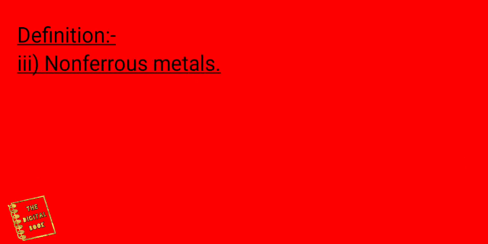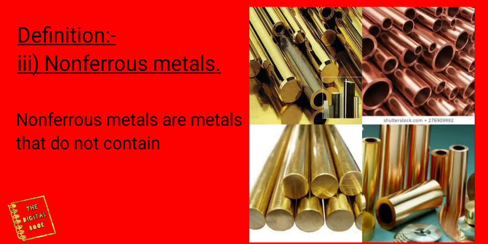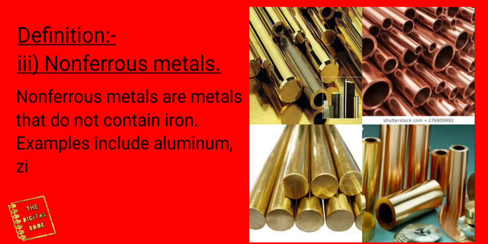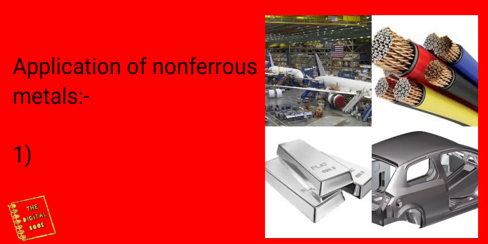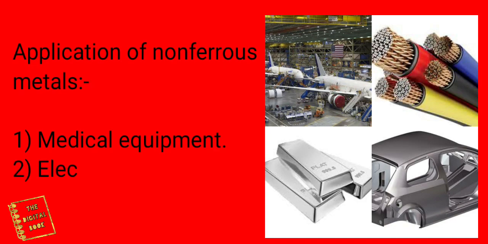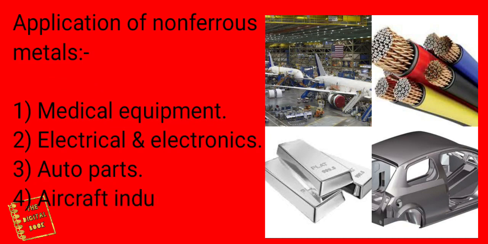And the third classification of metals is non-ferrous metals. Let's see the definition of non-ferrous metals. Non-ferrous metals are metals that do not contain iron. Examples include aluminum, zinc, copper and brass. The main application of non-ferrous items: we can find them in medical equipment, electrical and electronics applications, auto parts, and aircraft industries.